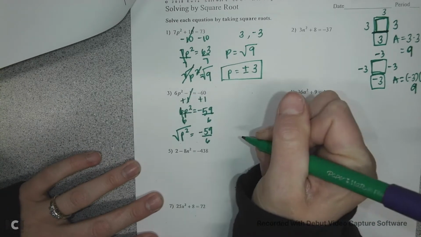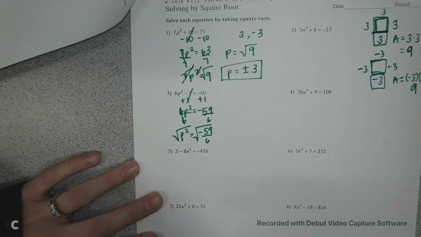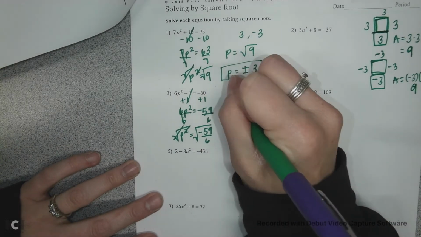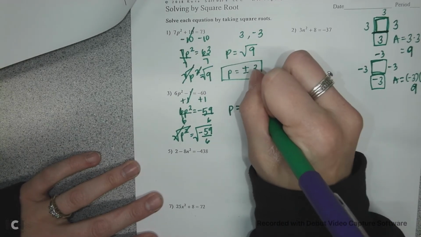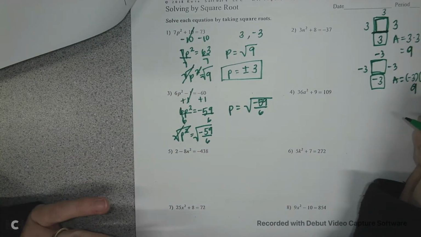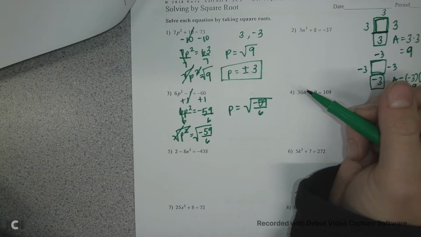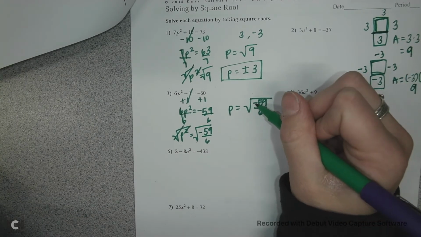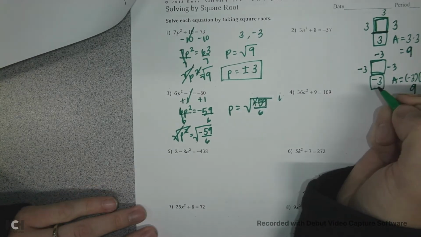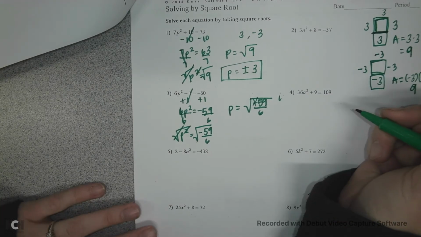So we have the square root of p squared and the square root of negative 59 over 6. Those cancel. Okay, so now I've got p equals the square root of negative 59 over 6. There's a few things going on here. The first thing I notice is I have a negative in my radical. So if I have a negative in my radical, I'm going to get rid of my negative and make an i. Okay, so I'm going to have an i attached to the end, and we're going to just put it at the very end this time.